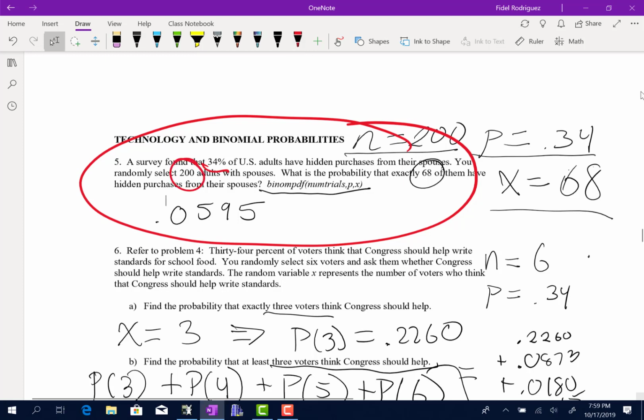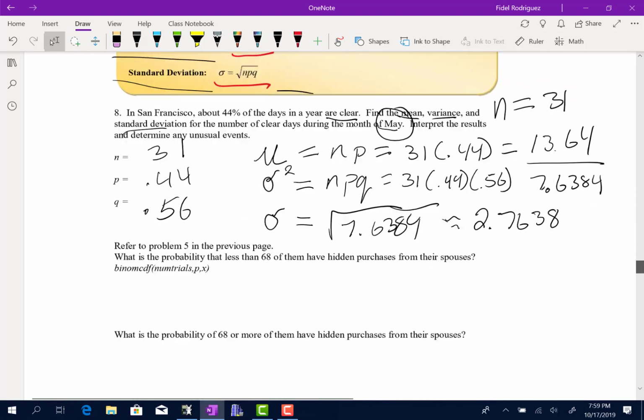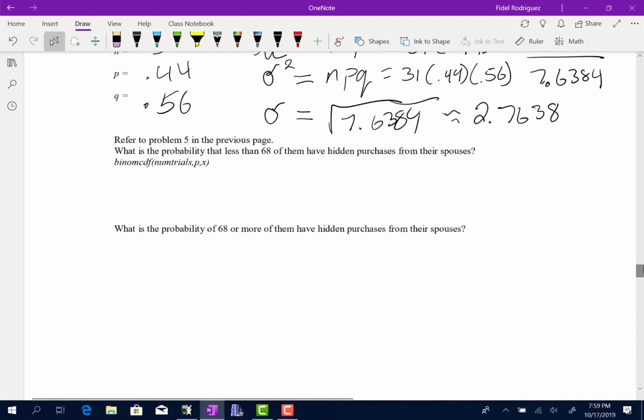200. Okay, so I'm going to come back over here, and I want to see if we can figure this out. So number one, we said that our n in this case was 200. And what was our probability again? 0.34. Okay. So let me ask you a question. What do you think less than 68 of them means?